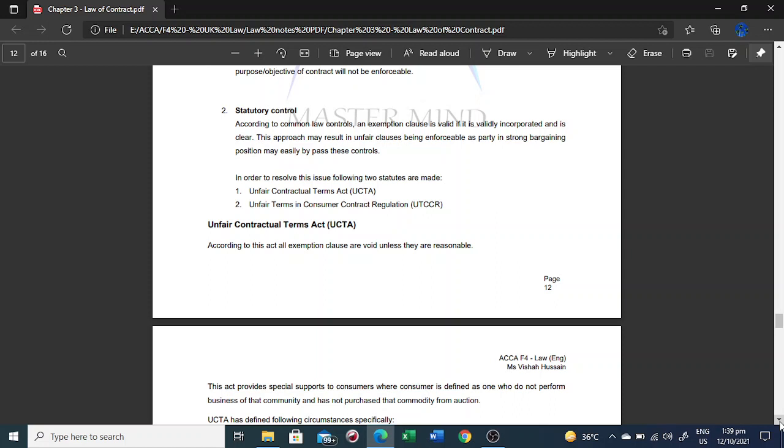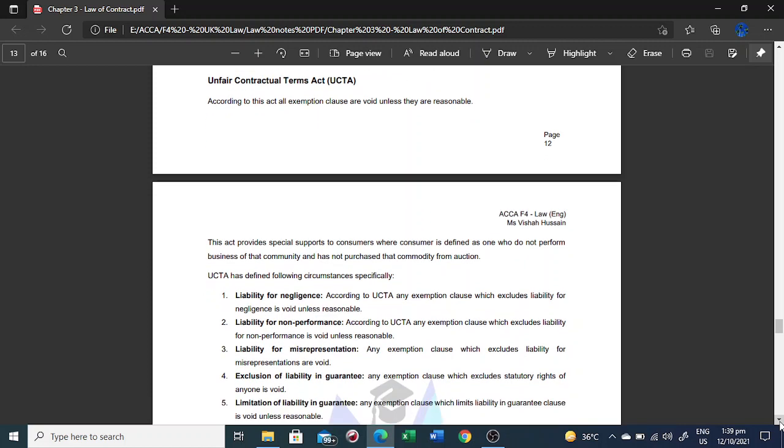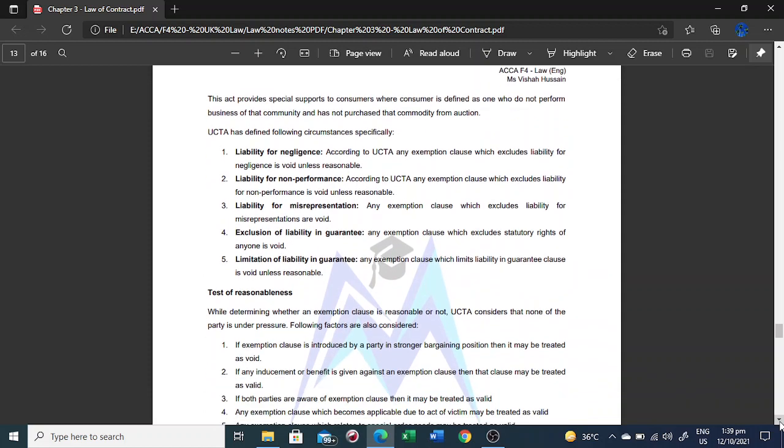In order to resolve this issue, the following two statutes are made: the Unfair Contract Terms Act (UCTA) and the Unfair Terms in Consumer Contract Regulations (UTCCR). According to UCTA, all exemption clauses are void if they are not reasonable. If they are reasonable, then that is fine. But how will you know whether they are reasonable or not? So there is a test for reasonableness.